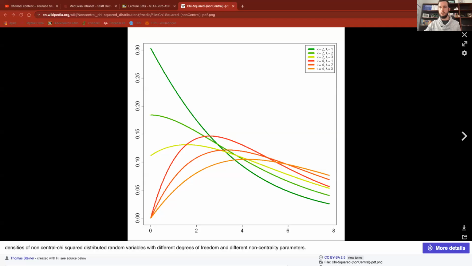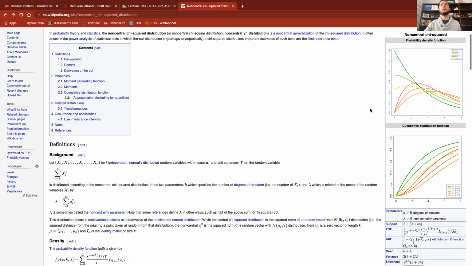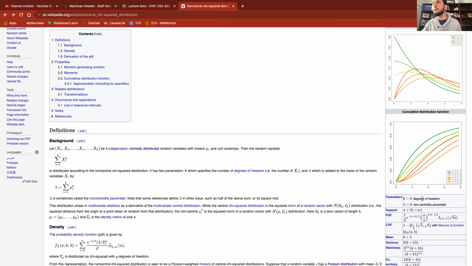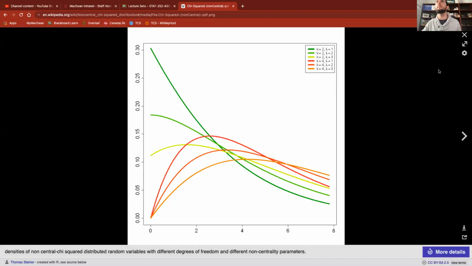And then I'm going to share this screen here. Okay, so this is an illustration given from Wiki. And here we have lambda is the non-centrality parameter and k is the degrees of freedom.